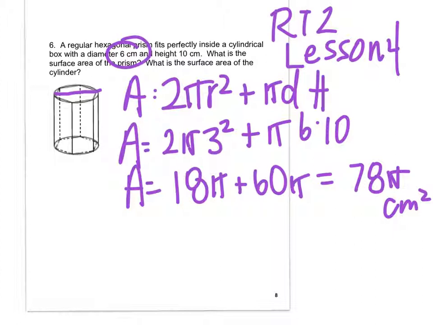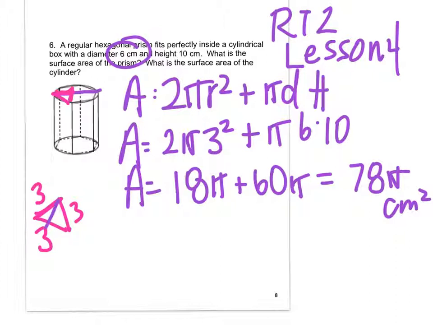Now we need to look at that hexagonal prism. And I know that I can break the hexagonal prism into 6 equilateral triangles, and that the side length of each of those equilateral triangles will be 3, because this side right here is the radius of that circle. So these will all be 3.